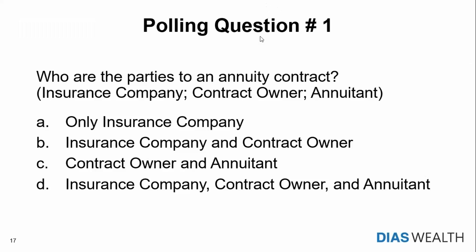All right. So 82% are correct. The answer is D, insurance company, contract owner, and annuitant. One key piece that I missed out is that the reason why it's these 3 parties is because technically a trust, and let me be a little bit more specific, an irrevocable trust, which is its own entity, can be the contract owner. So in that situation, you need an annuitant, a person with a measured life. So just to clarify, you can have a trust as an owner.